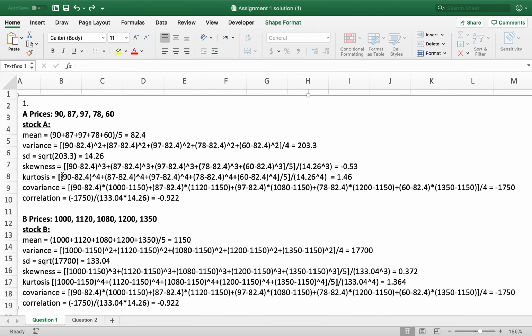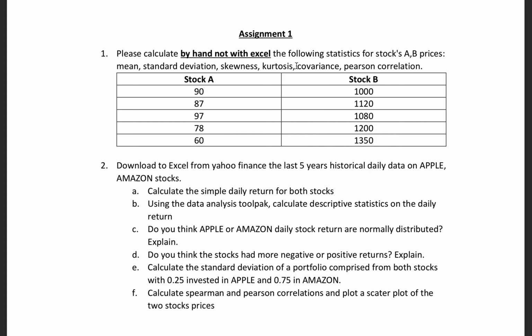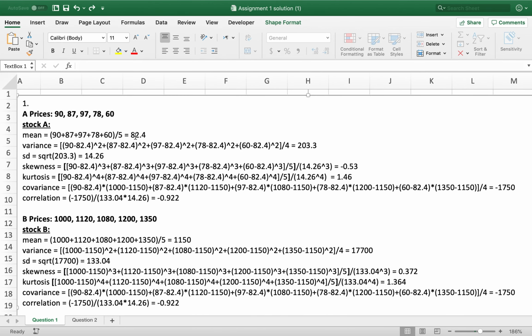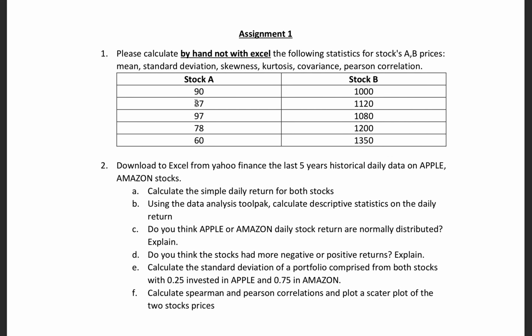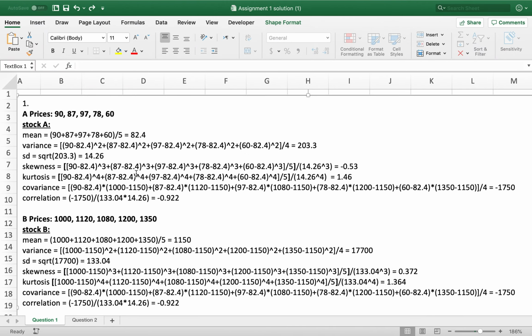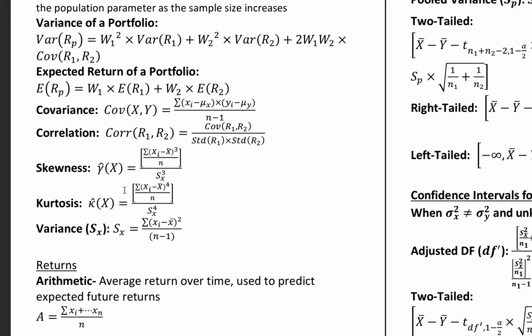So now next step will be kurtosis. I'm not going to go over skewness of stock B because it's the exact same as skewness of stock A. So now let's do kurtosis for stock A as well. Kurtosis is basically just skewness on steroids. It's the exact same formula, except instead of to the third power, it's to the fourth power. And instead of taking your standard deviation to the third power, you're taking your standard deviation to the fourth power.